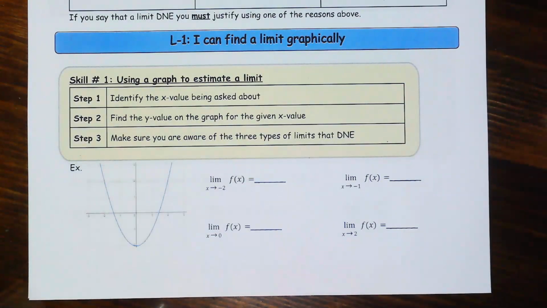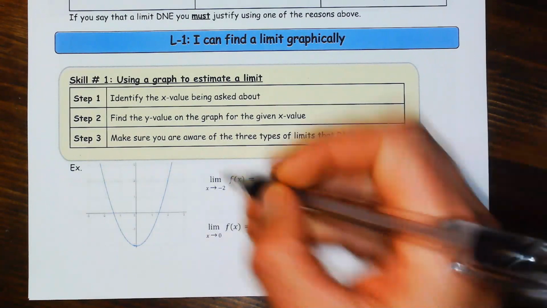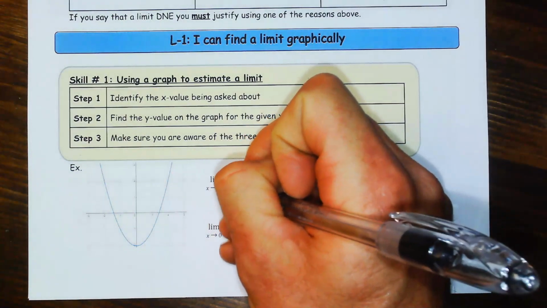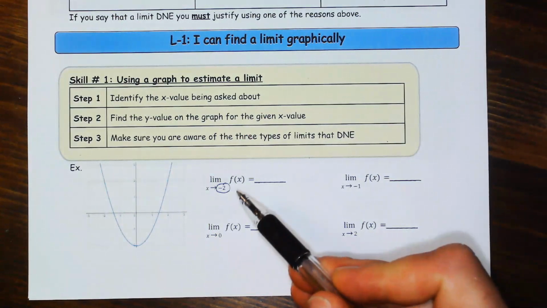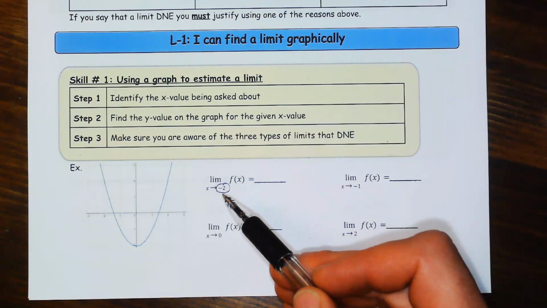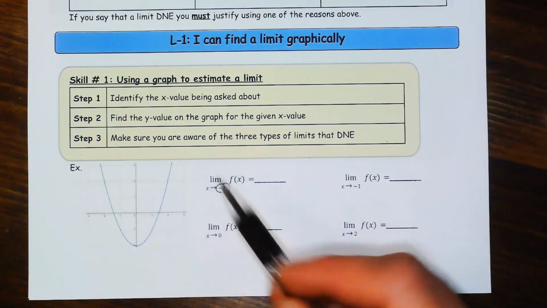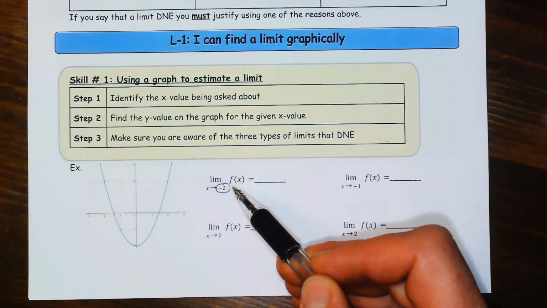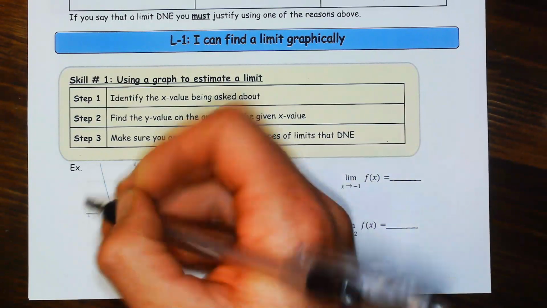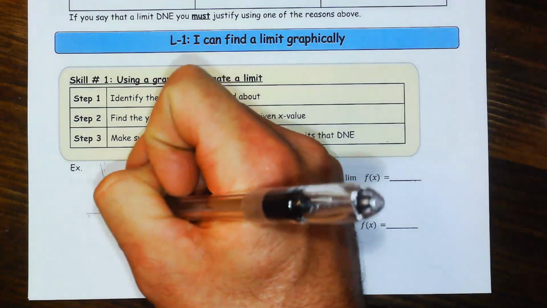So step by step, identify the X value being asked about. In this case, the way we identify that, the first one is -2. So the limit is X approaches -2 of f of X. That's how I know I'm going to look at where X equals -2. Okay, that would be this line right here.